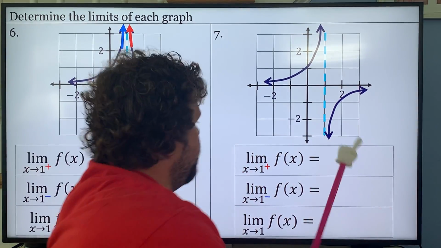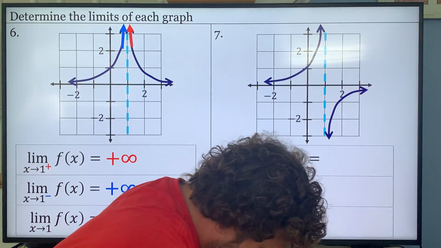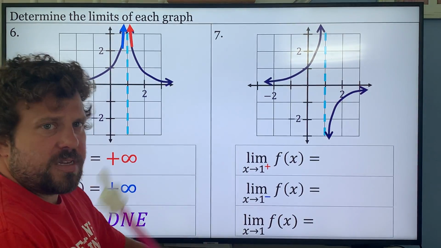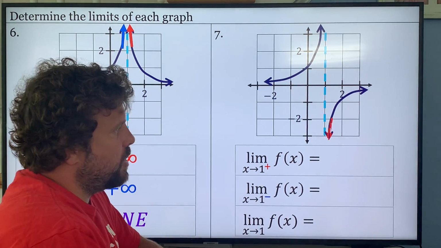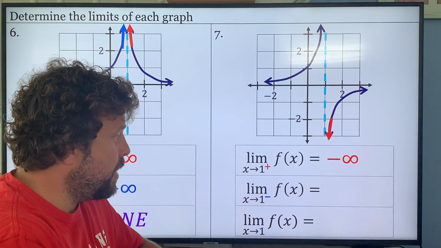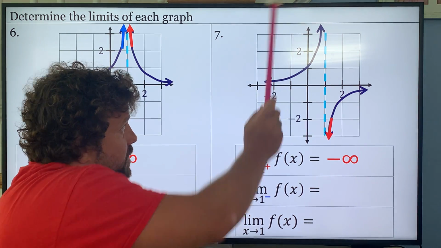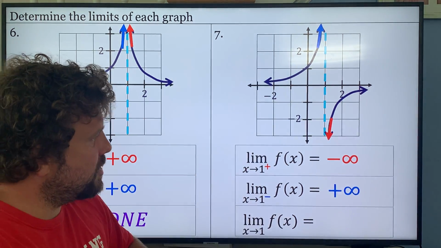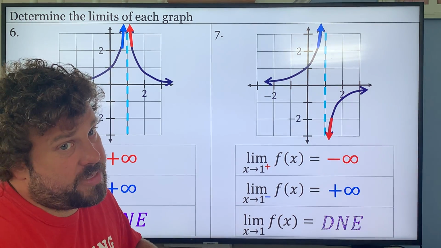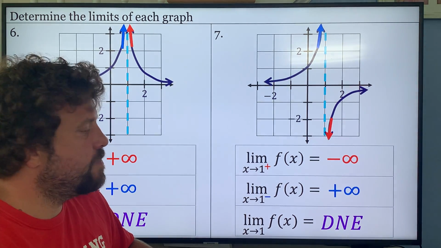All right, number 7. Let me go here. Whoa! Almost fell off my chair. Bouncing around on stools here to help you guys out. All right, 1 from the positive side. Where's it going? Down to negative infinity. 1 from the negative side. Up to positive infinity. What's the actual limit? DNA.